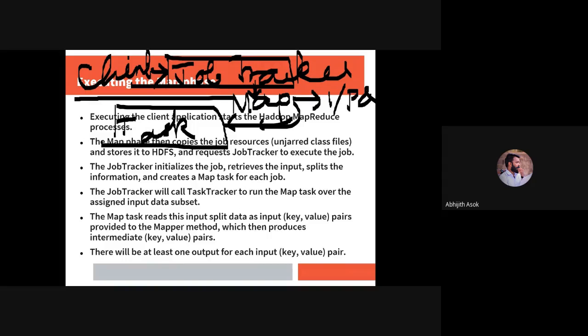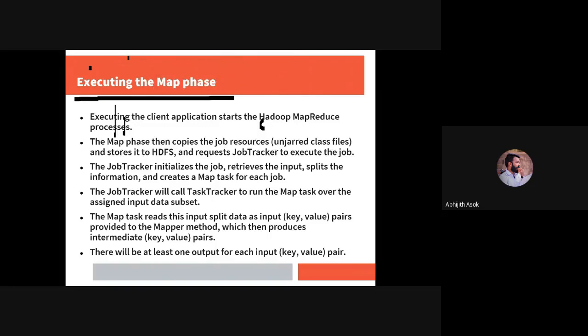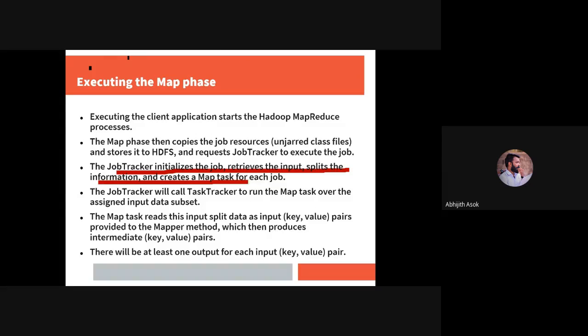So the function of the job tracker is to initialize the job, retrieve the input and split information, and create a map task for each job. It will call the task tracker to execute that particular job. The map task reads this data and splits it as key value pairs and provides it to the mapper method, which then produces intermediate key value pairs.